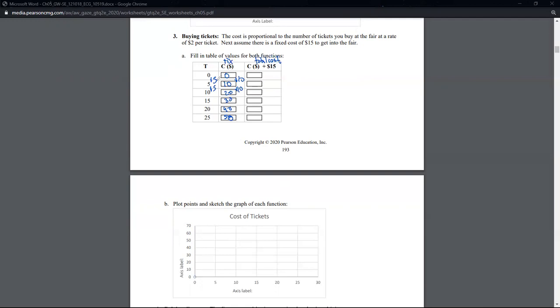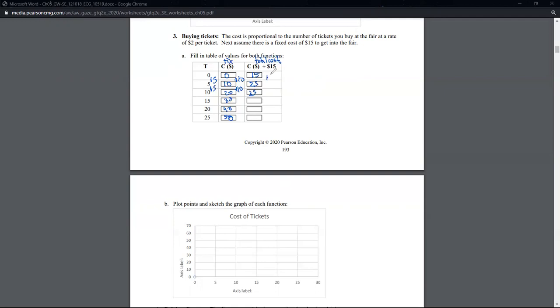But the total cost, we don't just buy tickets, we have to pay that $15 gate fee, that fixed amount. We don't pay $15 for ride 1 and then $15 for ride 2. We just pay the $15 once. So even if we pay $0 for our tickets, we still pay $15 to get in the gate. If we pay $10 for tickets, we've got to also pay the $15 to get in the gate. 10 plus 15 is 25. If we paid $20 for tickets plus the $15 to get in the gate, that's 35.